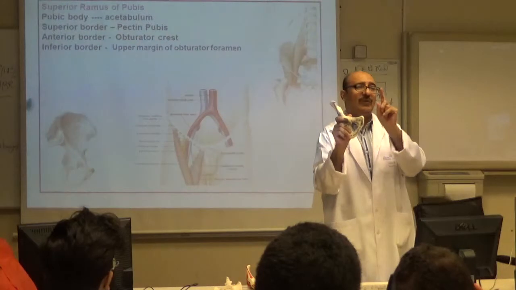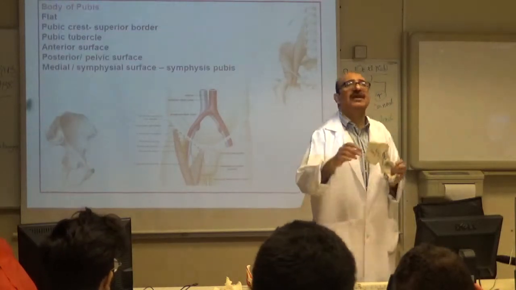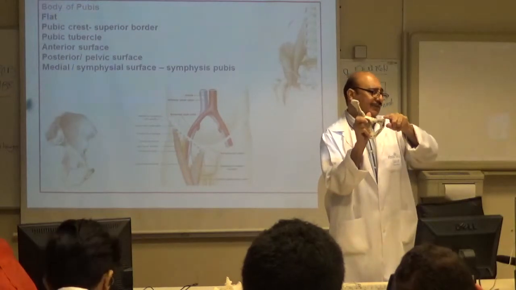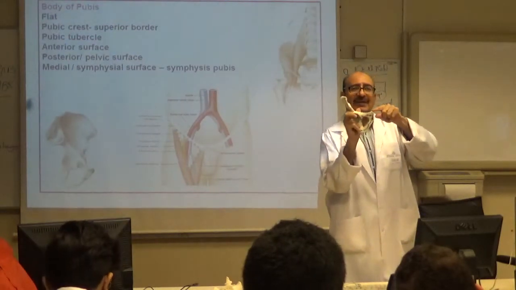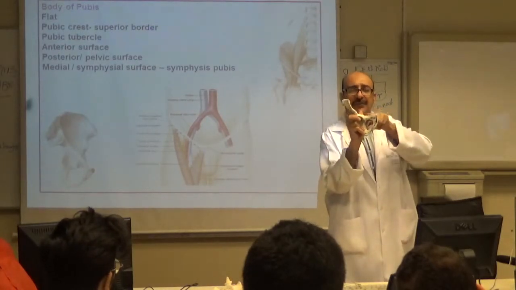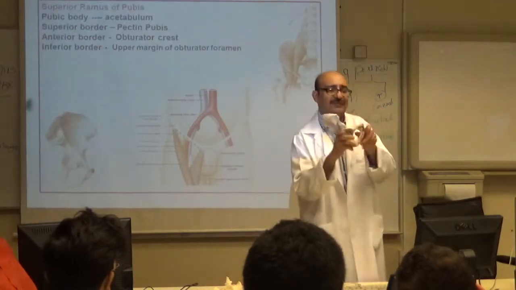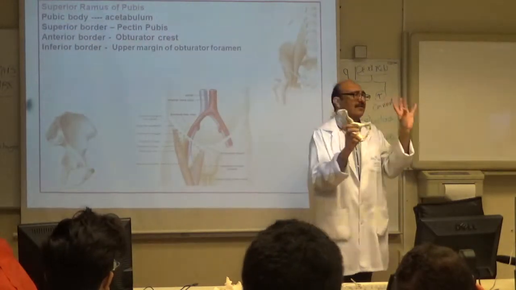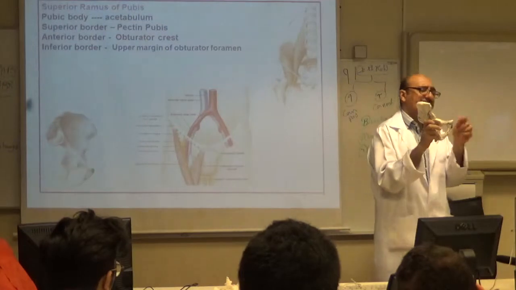Pecten pubis. There are two important names here. In the previous slide, I showed you the pubic crest. This tip, this top, is the pubic crest. Then this whole line is the pecten pubis. Remember only this. Regarding the pubis, you must remember many things.